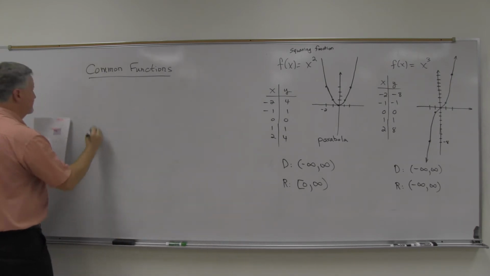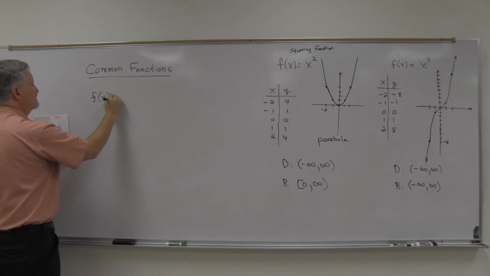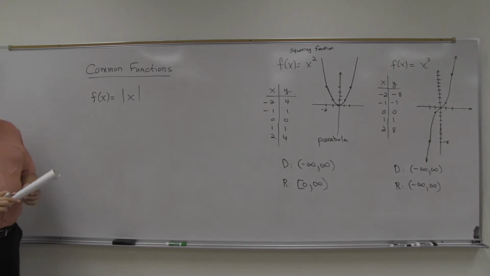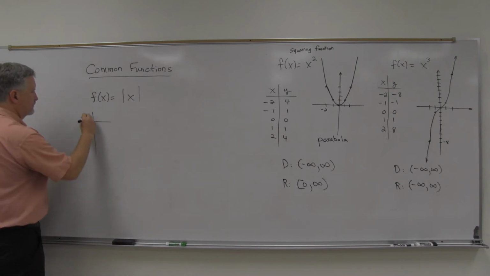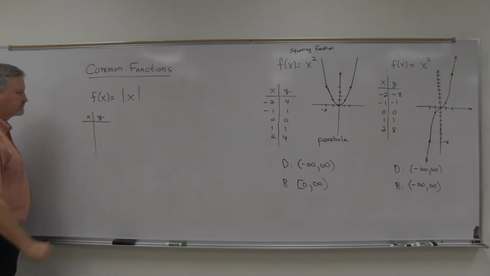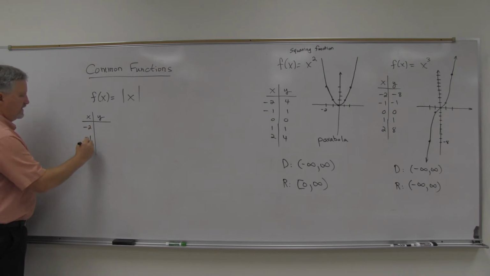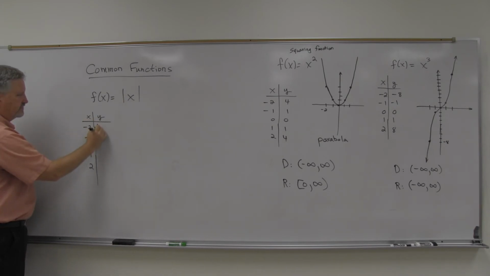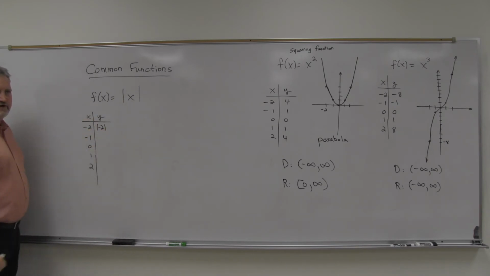A couple more. I'm going to show you. All right, so f of x equals the absolute value function. As far as negative 2 to positive 2 for x goes, you're doing the absolute value. So the y value is going to be the absolute value of negative 2 for the first one there, and the absolute value of negative 2 is positive 2.